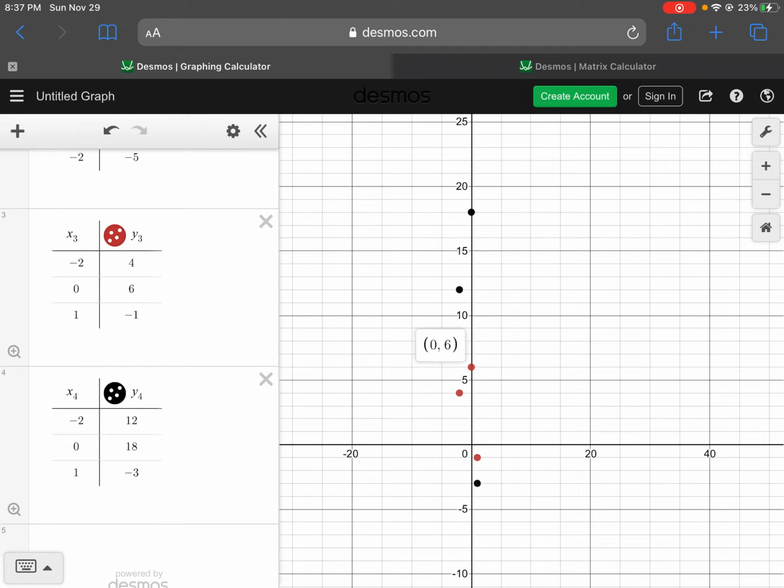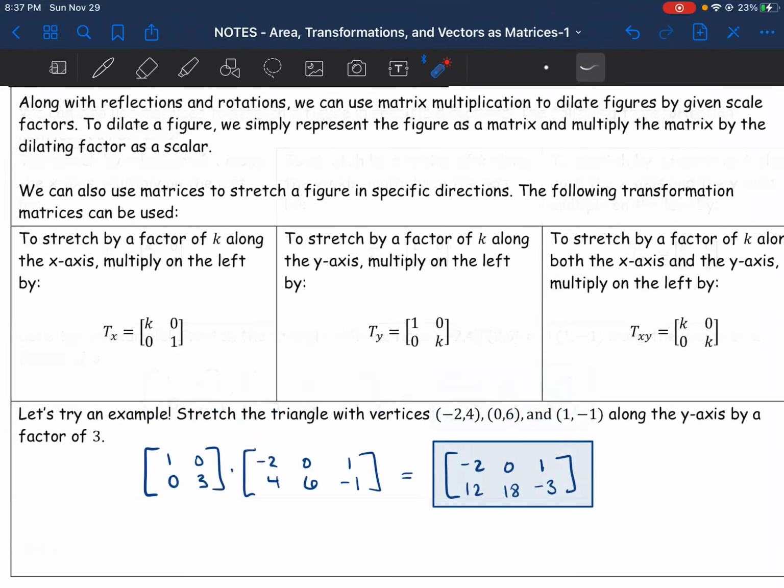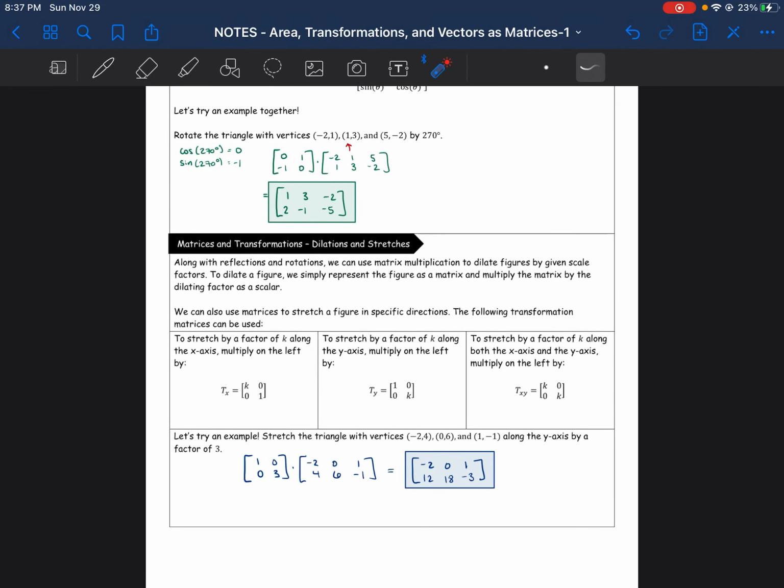You can see this point here at (0, 6) got stretched up to (0, 18). This point here at (-2, 4) got stretched to (-2, 12). And this point here at (1, -1) got stretched along the y-axis to (1, -3). All right, so that takes care of our transformations.